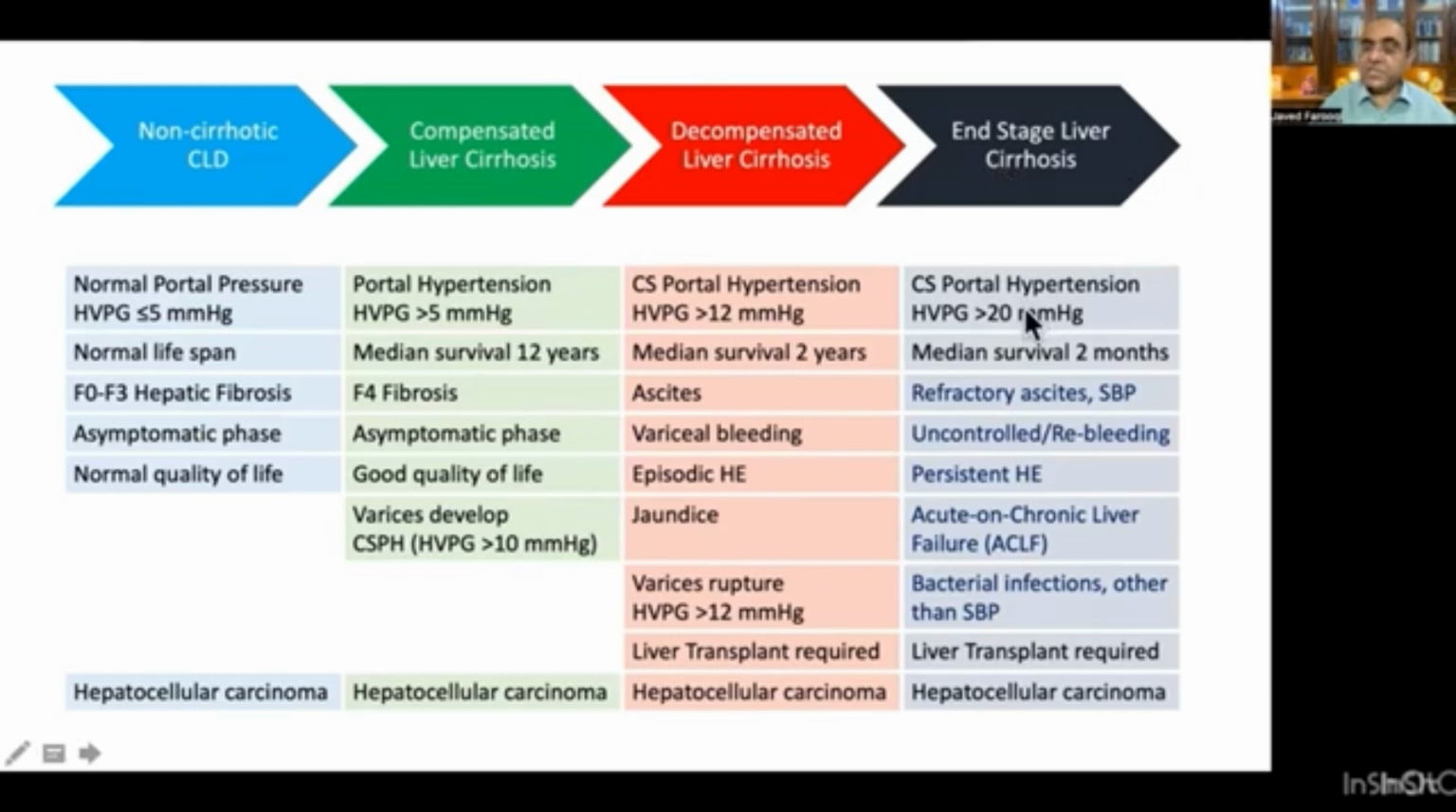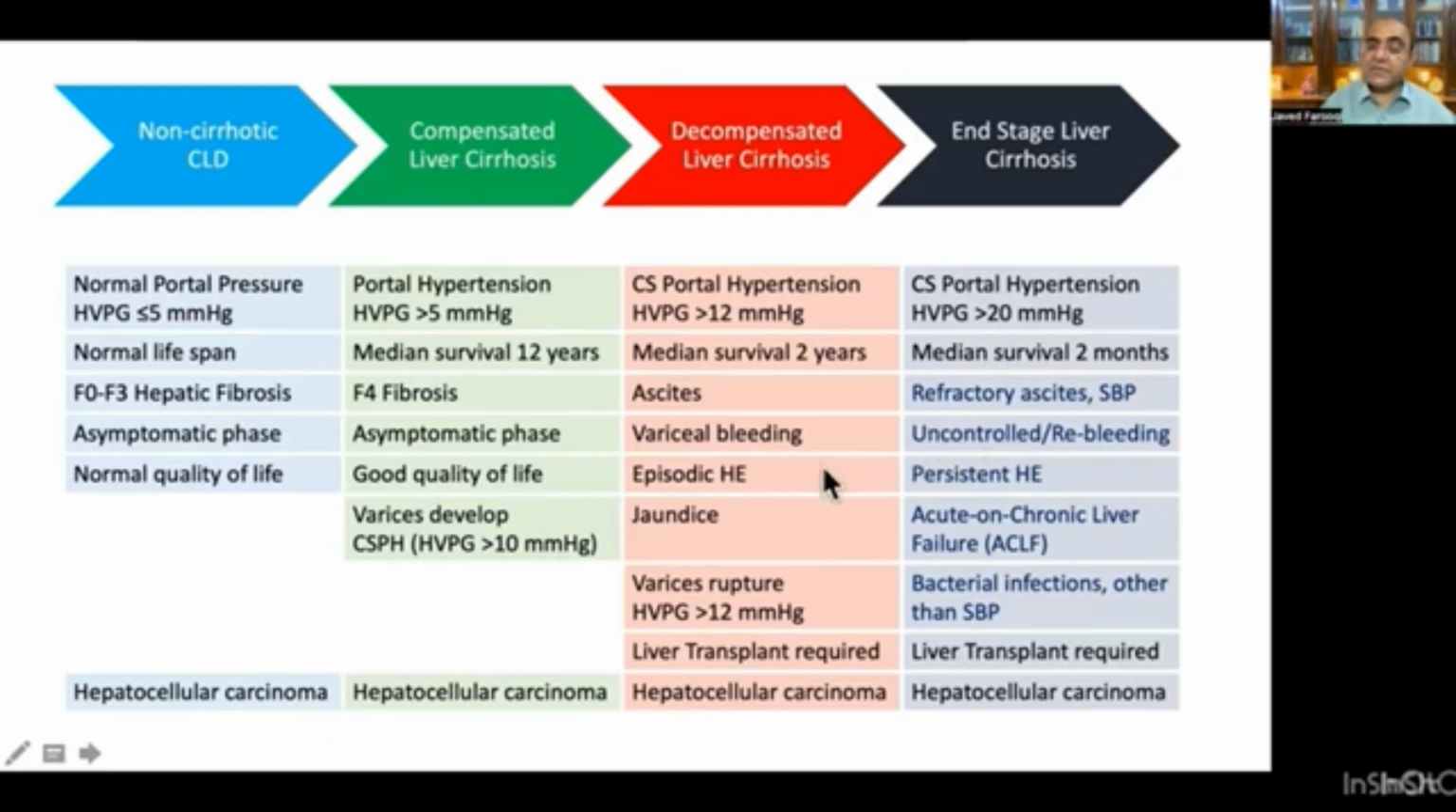The portal hypertension is extremely high here, more than 20 or even 30. The median survival has now decreased to 2 months. And when we call this stage, it sets in when the ascites, which was diuretic sensitive or responsive, has become refractory now. Or the ascites has changed into spontaneous bacterial peritonitis. It has become infected. The variceal bleeding either remains uncontrolled or the patient rebleeds and rebleeds.